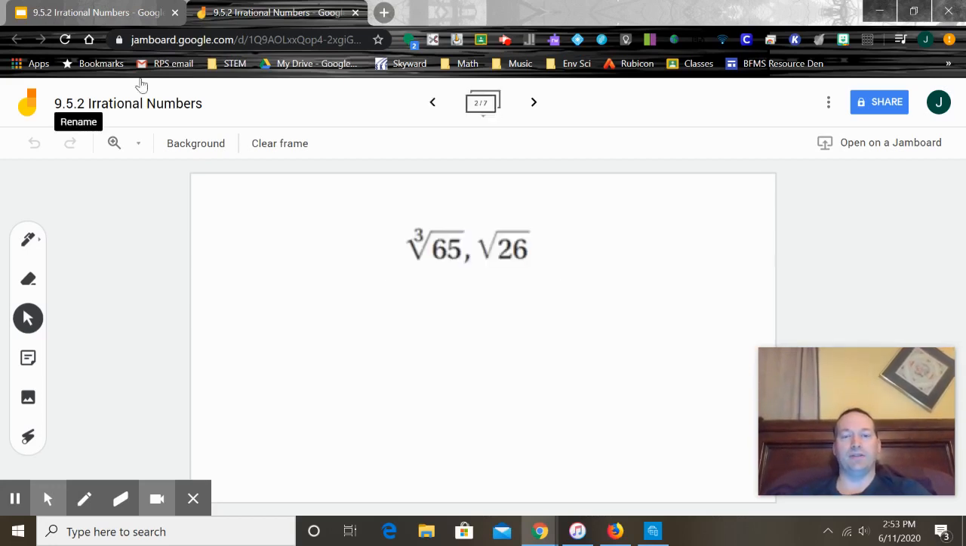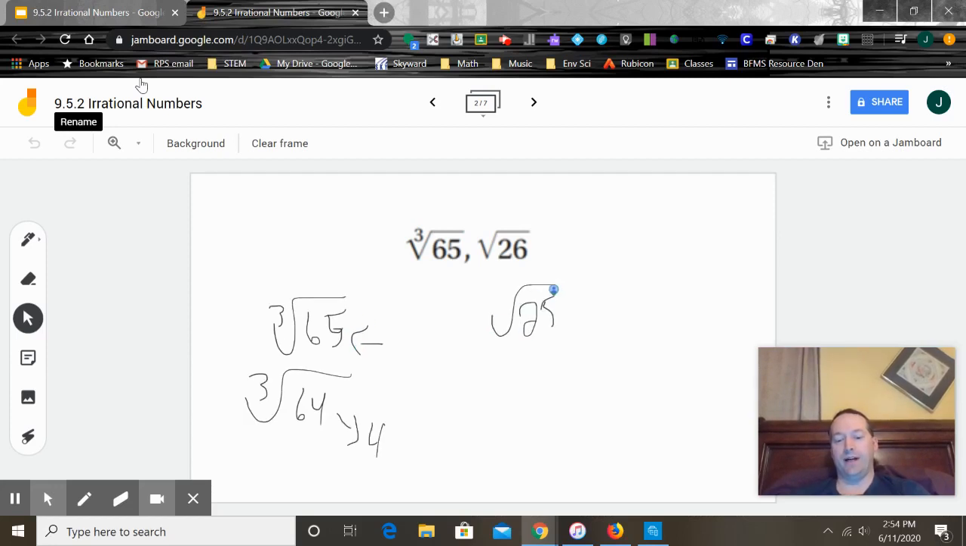Let's look at the next one: cube root of 65 and square root of 26. From the last slide, the cube root of 65 is slightly bigger than the cube root of 64, which is 4. So this is just slightly more than 4. The square root of 26 is a little bit bigger than the square root of 25, which is 5. So the cube root of 65 must be less than the square root of 26, because a little bit more than 4 has to be less than a little bit more than 5.